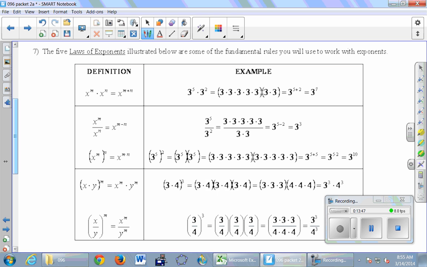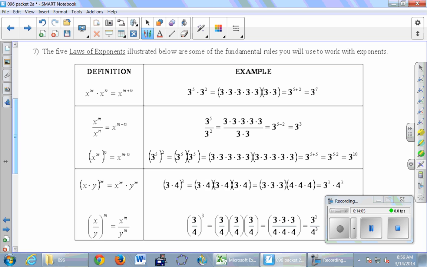Now, it's not really something I want you to memorize. I'd rather you just think about it and be able to come up with it on your own. So for example, 3 to the 5th times 3 squared. Well, according to the rule, it's 3 to the 7th, because the rule says you copy that base one time and then you add the powers, 5 and 2.